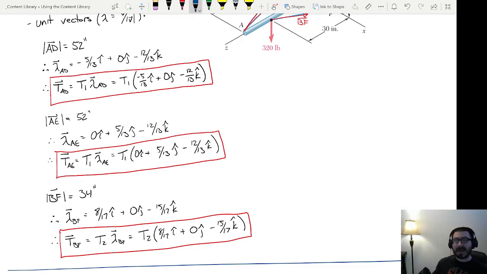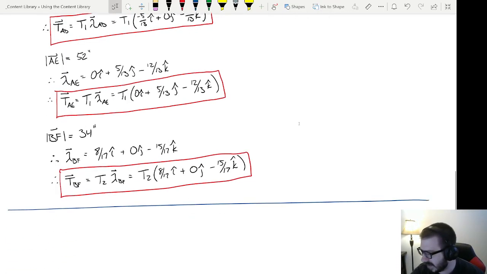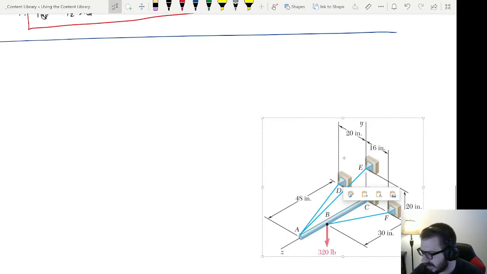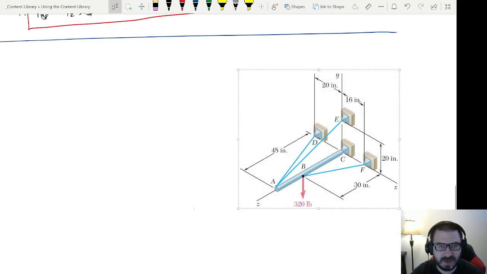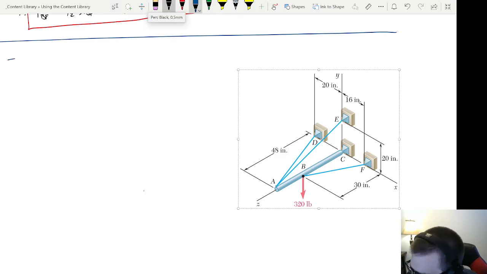Okay. Now, the next thing that we have to do is compute our moments. I'm actually going to, again, cheat and put this image down here so that we have it. We have 4 moments that we need to compute. And let's actually write those out. So, moments.